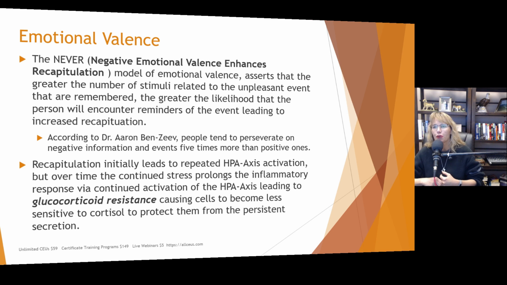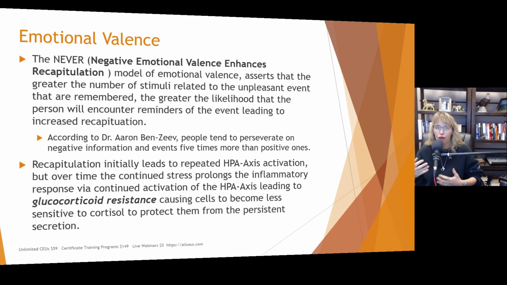The negative emotional valence enhances recapitulation. How about that for a title? The Nevin model of emotional valence asserts that the greater number of stimuli related to the unpleasant event that are remembered, the greater the likelihood that the person will encounter reminders of the event, leading to increased recapitulation. So I said, when there's cortisol going through the brain, a lot of times we have difficulty remembering all of the details. But it makes sense. The more details you remember, the more likely you're going to encounter things that remind you of the trauma in the future. And the more times that you're triggered by it, the more things that remind you, the more times you're going to be thinking about it or recapitulating it. And that's important for people to recognize, that sometimes memories can be a blessing and sometimes they can be a curse.